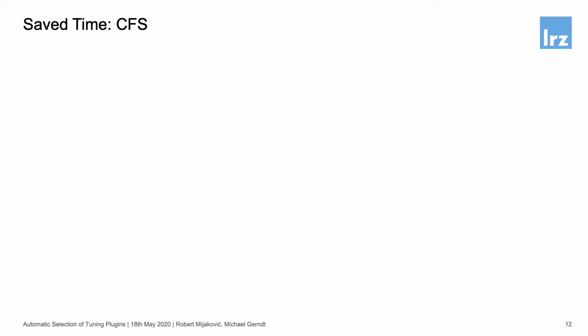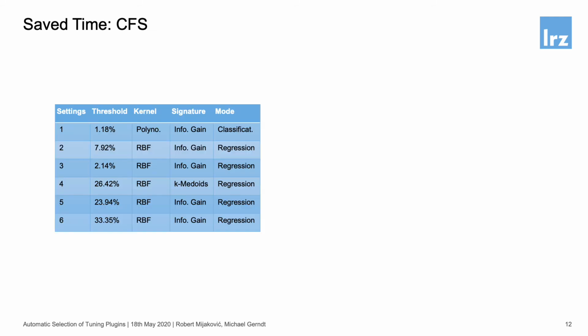So the main goal of this work was to predict the tuning potential early and avoid wasting time on tuning applications without significant tuning potential. Therefore, we showed the results for the CFS plugin with respect to the saved time, but also to the optimal parameters being used for the kernel, for signature, and for the mode of work. So we have created several settings. In the table you can see these settings that artificially split the dataset into classes of applications according to tuning potential relative to three scenarios, 24, 96, and 6.